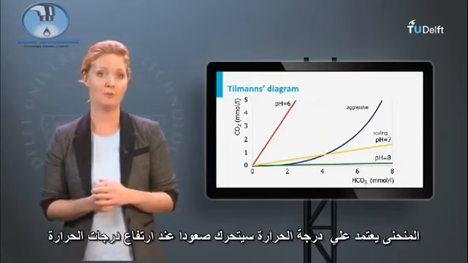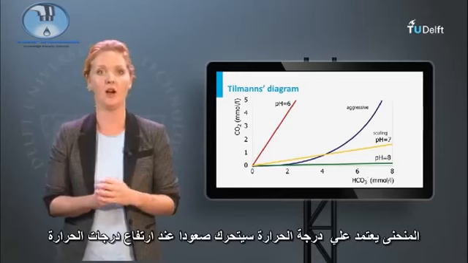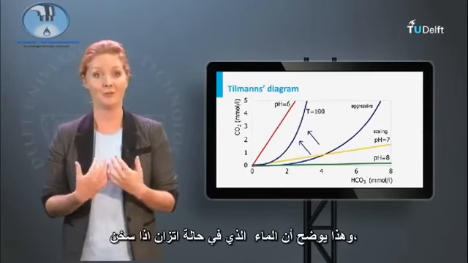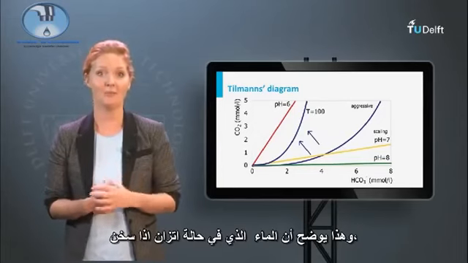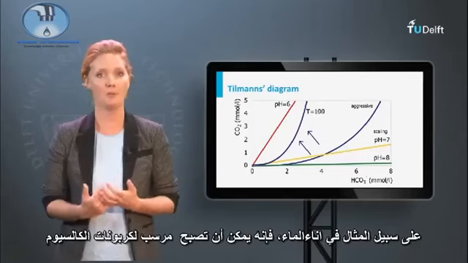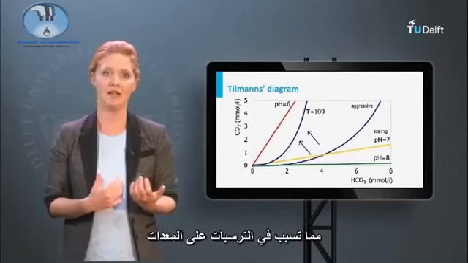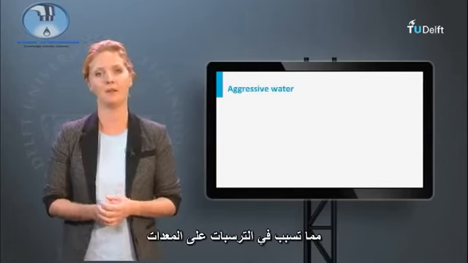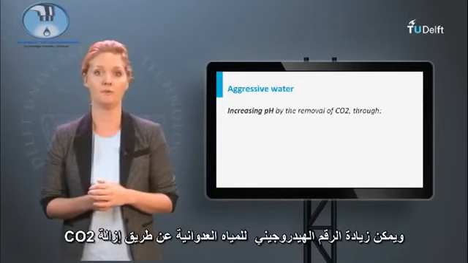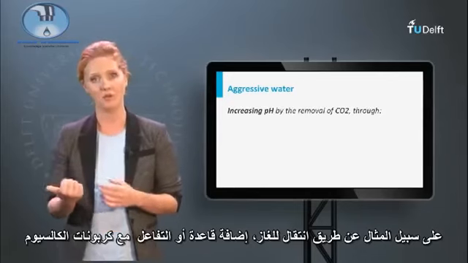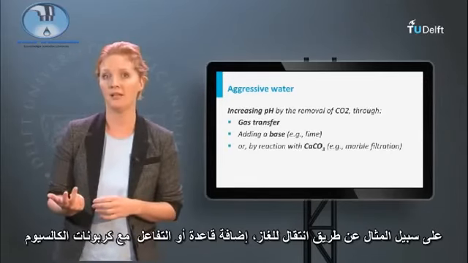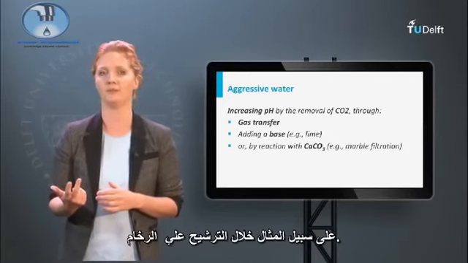The curve is temperature dependent and will shift upwards at higher temperatures. This illustrates that when water in equilibrium is heated, for example in a water cooker, it may become calcium carbonate precipitating, causing scaling on the equipment. The pH of aggressive water can be increased by the removal of CO2, for example, by gas transfer, adding a base, or a reaction with calcium carbonate, for example, during marble filtration.